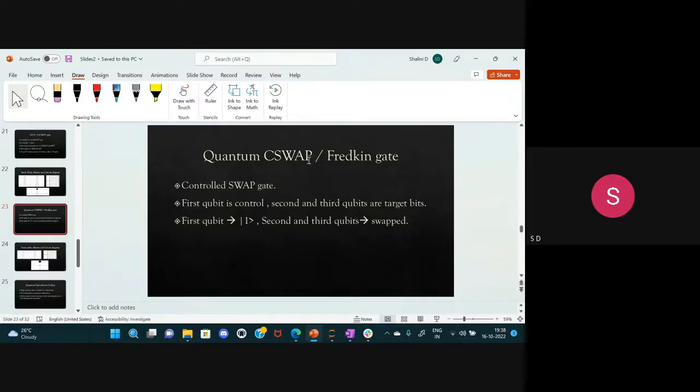Swap we have already seen just now. Swap means interchanging of the bits. C swap means controlled interchanging of bits. So what is the control here? What is the condition here? Control means it's like a condition. So what is the condition to swap the qubits? One more thing: you should always say qubits. Bits is for classical computing. We are studying quantum computing, so we should always try to mention it as qubits. Okay, so the first qubit should be 1, and the second and third qubits will be swapped.